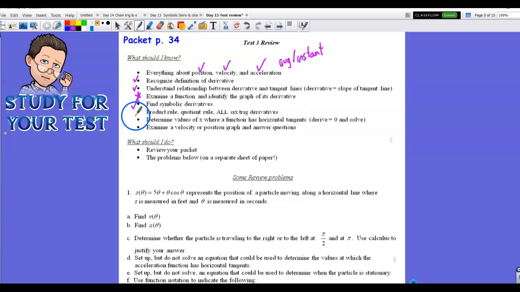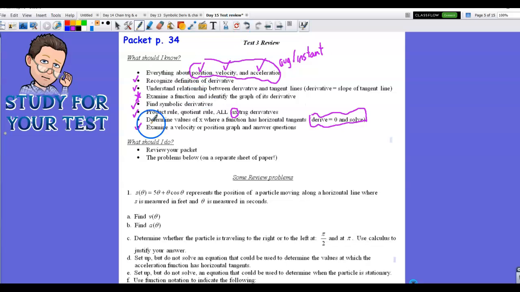There will be a focus on product rule and quotient rule. I need to know if you can perform the product and quotient rule, and I need to focus on your memorization of all 6 trig derivatives. Make sure you can determine the values where a function has horizontal tangents. The key to that is setting the derivative equal to 0. Horizontal tangents would be slope of the tangent line is 0, so we would simply set the derivative equal to 0. And for sure, examining a velocity or position graph and being able to answer questions, that really goes back to the first one, and understanding the relationship between position, velocity, and acceleration.